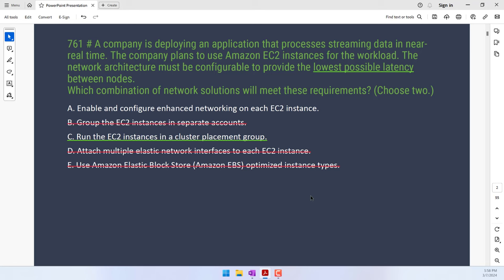A company uses AWS Organizations for its multi-account AWS setup. The security organizational unit of the company needs to share approved Amazon Machine Images with the development OU. The AMIs are created by using AWS Key Management Service encryption snapshots. Which solution will meet these requirements? We have to pick two of them.